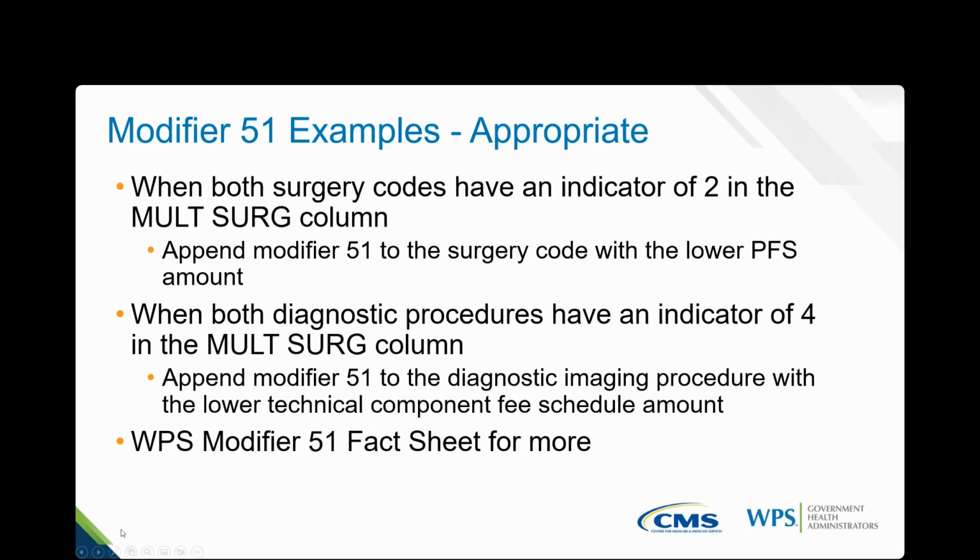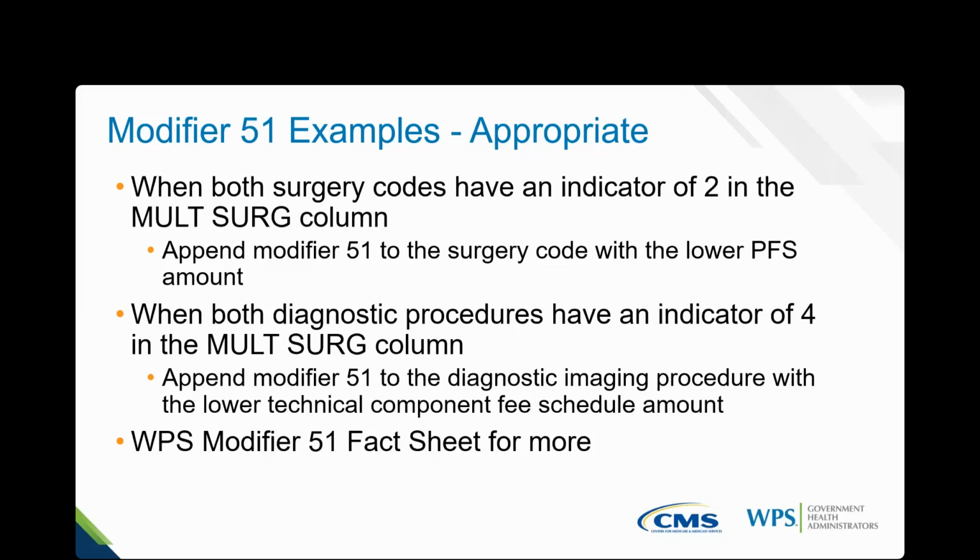So appropriate uses then of modifier 51 if you are going to report it. And remember I said for Medicare, we actually prefer that you not report it at all. If you feel you have to report it because there's another insurance your claim needs to go to, a 51 would be appropriate when both of the procedure codes for surgery have an indicator of 2 in that multiple procedure column. In that case, you would append modifier 51 only to the surgery code with the lower physician fee schedule amount.